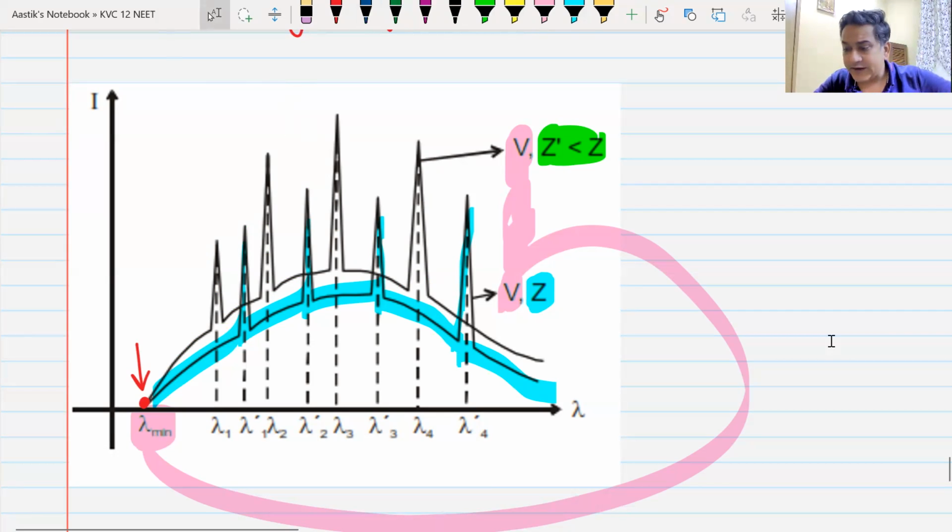Anyways, we'll move ahead with this in the next class, and we'll try to wind up X-rays in the next one.